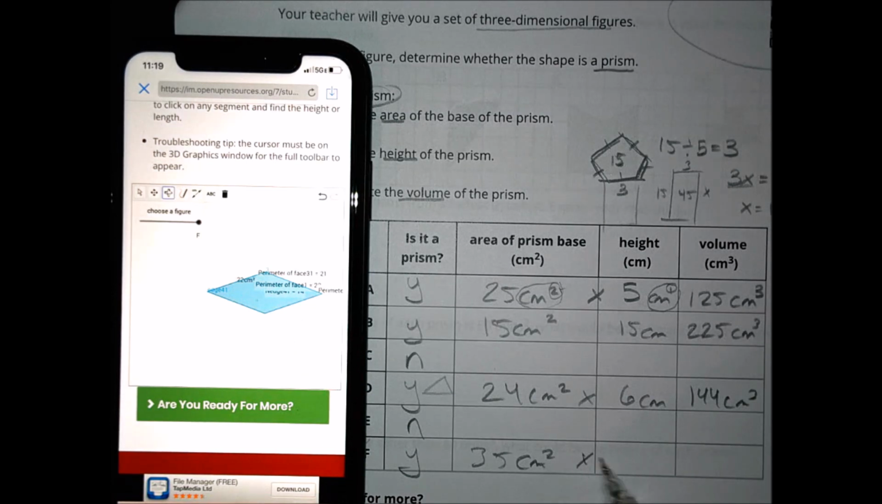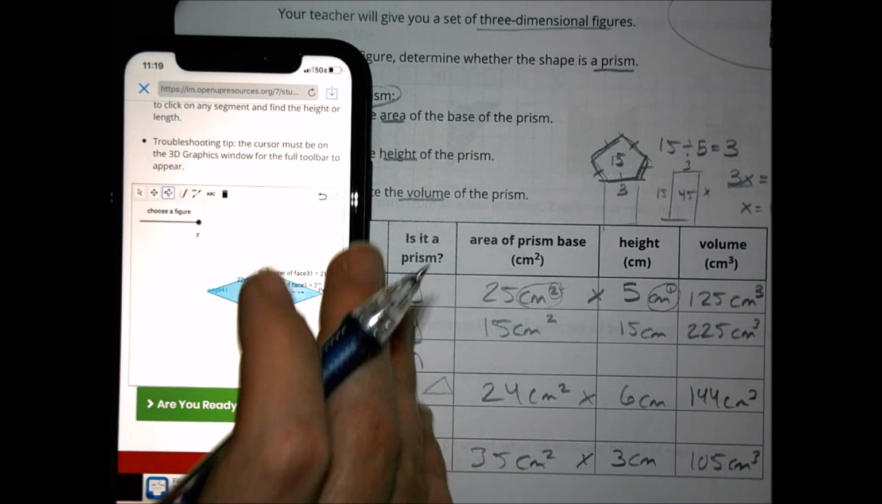Okay, so the height here is 3. So 35 times 3 is going to be 105 centimeters cubed. And that is the idea right there. Boy, that was super exciting.